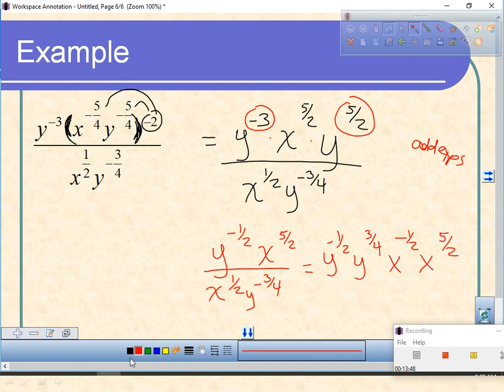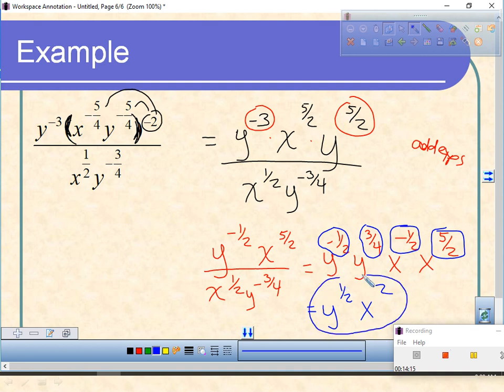So that's what we've got so far. And I'm going to change colors one more time to put it right here. So now use my calculator, -1/2 plus 3/4. That should give me, if I use my calculator correctly, 1/2. And then for x, if I do -1/2 plus 5/2, my calculator should give me a positive 2. And so that will be my answer for this problem, y to the 1/2 x squared.